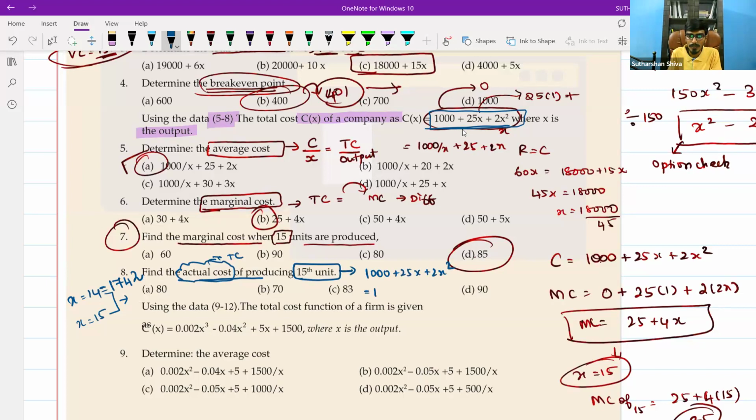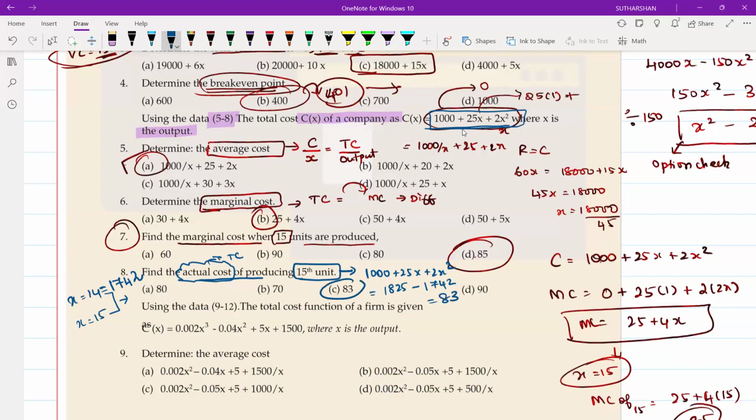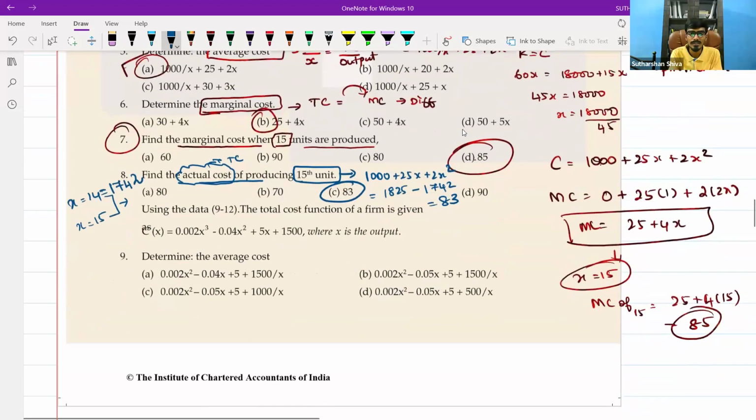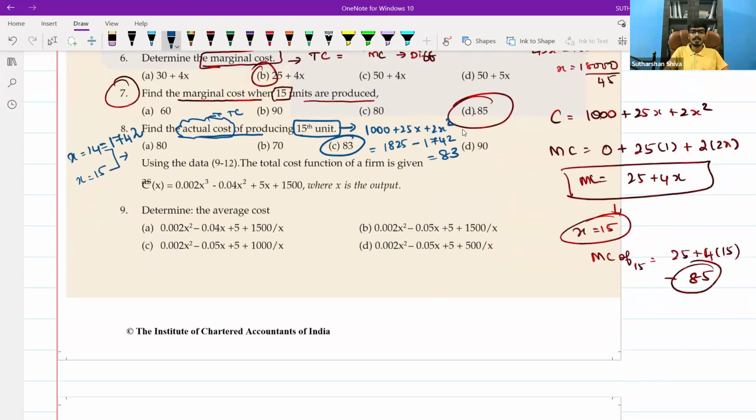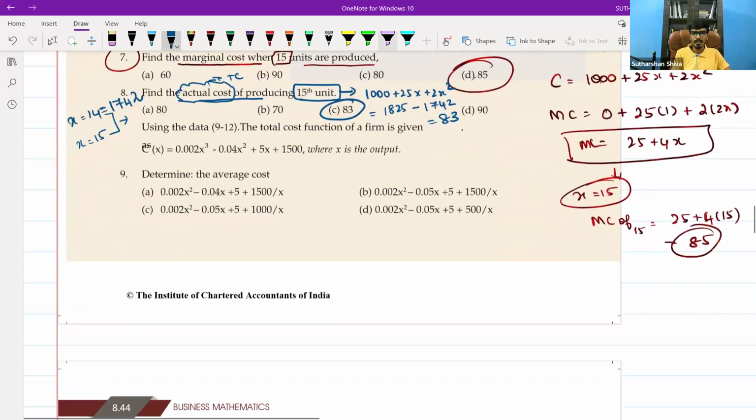Next, if I substitute 15 in the given equation, that is 1000 plus 25x plus 2x square, take a calculator: 1000 M plus 25 into 15 M plus 2 into 15 into 15 M plus MRC. You will get 1825. The difference between 1825 and 1742 is your answer. Minus 1742, what is the value? 83. So your answer is option C.